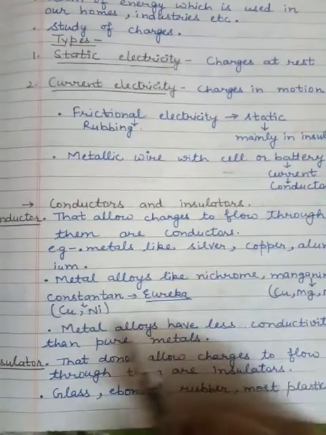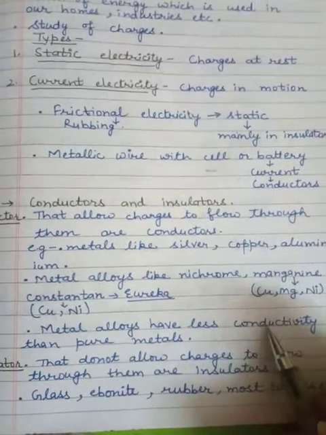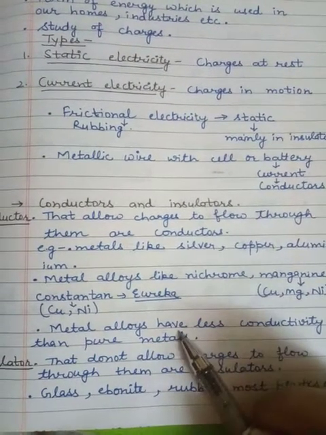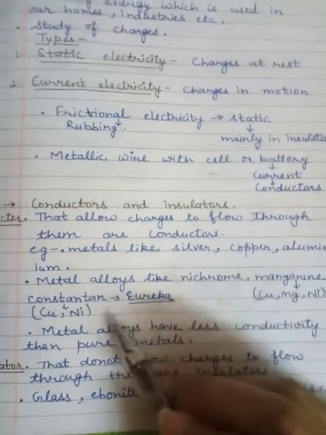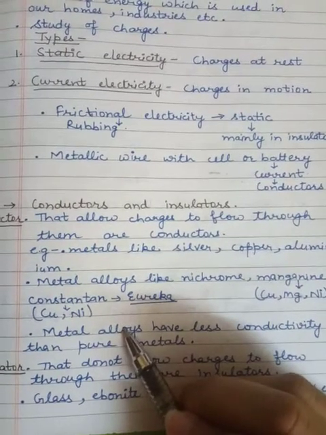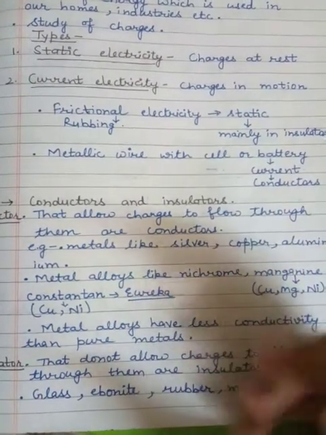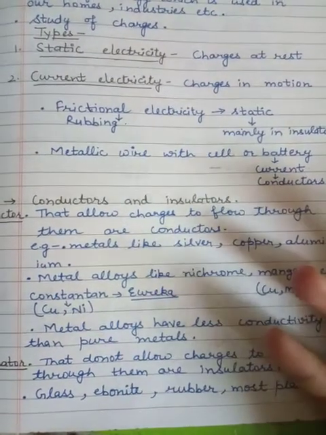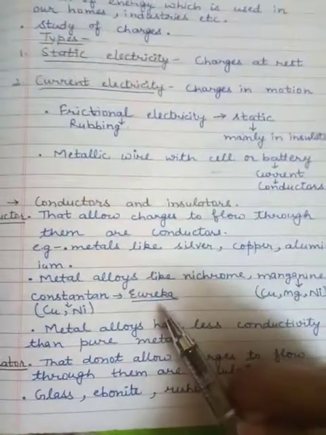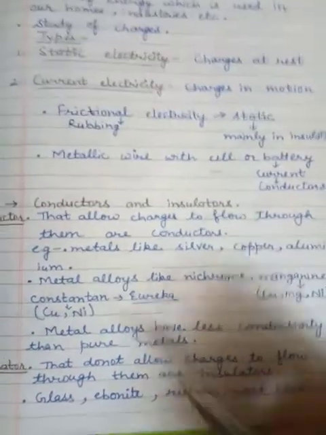These metal alloys have less conductivity than pure metals, because in these alloys there is a mixture of mainly two metals, or one metal and one non-metal, so the conductivity is reduced.